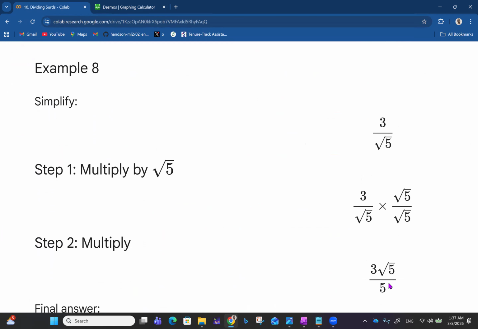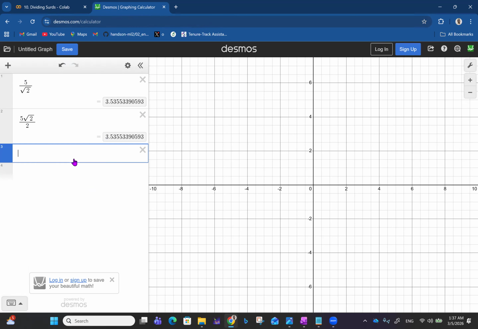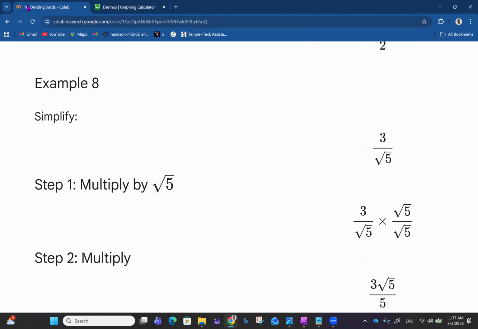So in example 8, same thing. So you have 3 over root 5. That's 3 over root 5 times root 5 over root 5, because of the root 5 here. So you have 3 root 5 over 5, and that's the answer. Again, 3 over root 5, right? You have 3 divided by square root of 5, as compared to 3 square root 5 divided by 5. Like this. So you see the same thing. They are exactly the same.